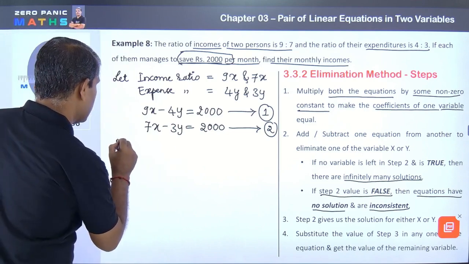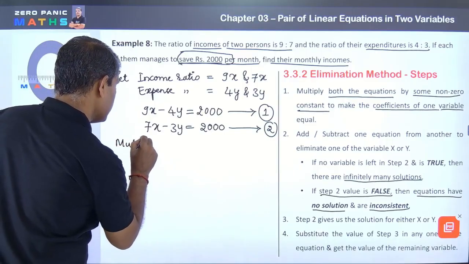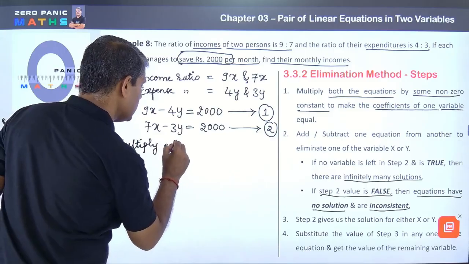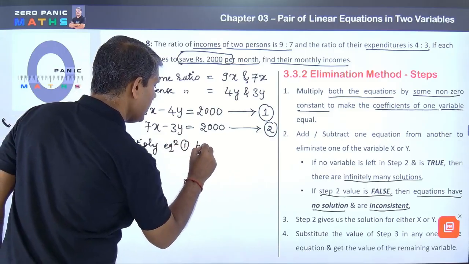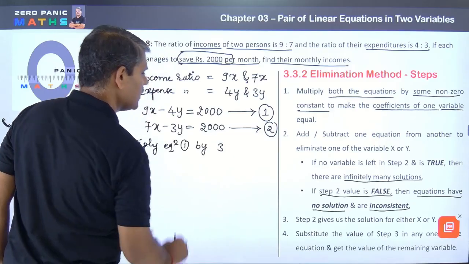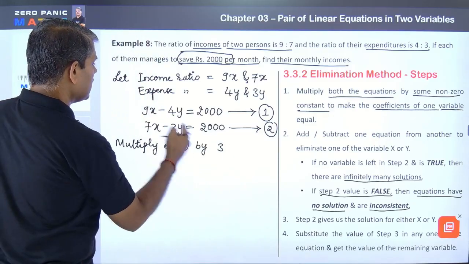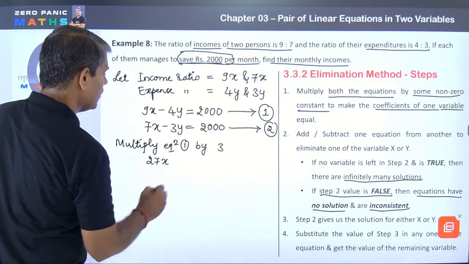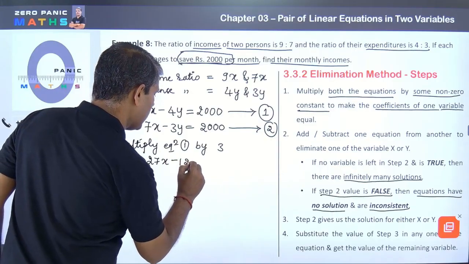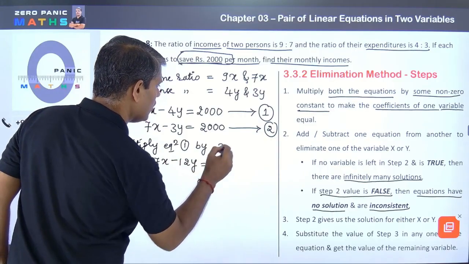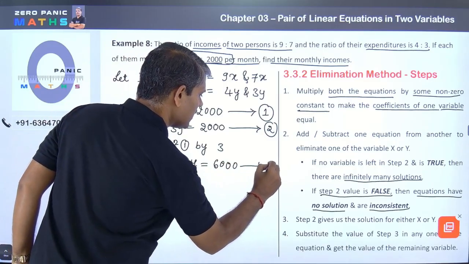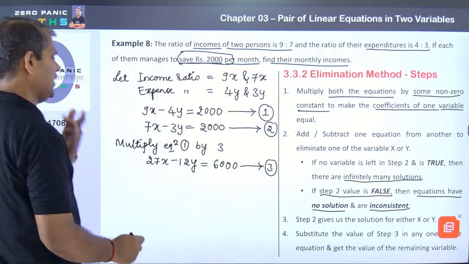What we are doing is multiplying equation 1 by 3, so that it will give me 3 9s are 27x, minus 12y is equal to 6000, right? Let us call this equation 3.